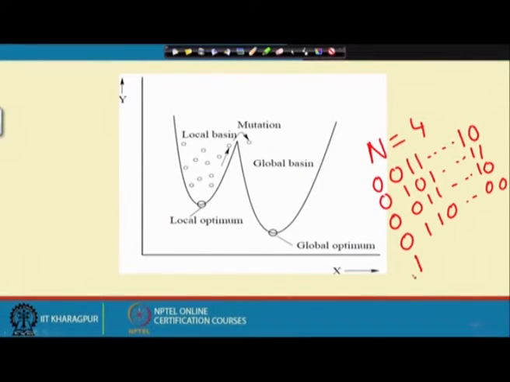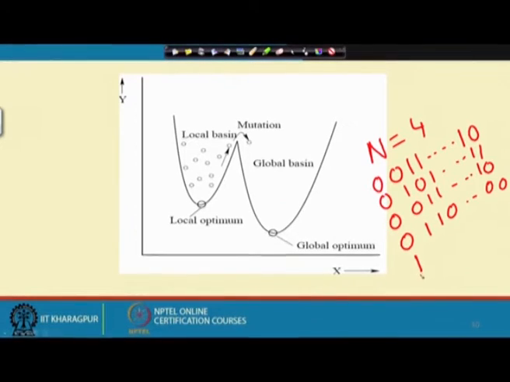Then how do we overcome this problem? To overcome this problem, it is the mutation, that is the bitwise mutation, which is going to help us, and there is a possibility that I will get 1 at the leftmost bit position using this mutation operator. So, this is the real strength of the mutation operator, and that is why we should use mutation.